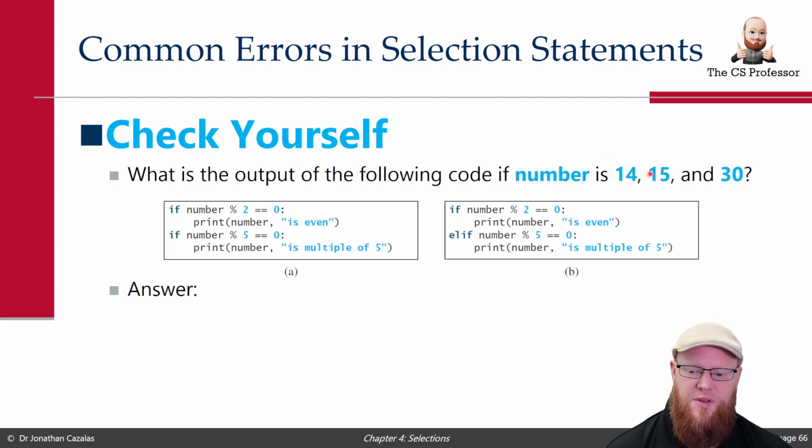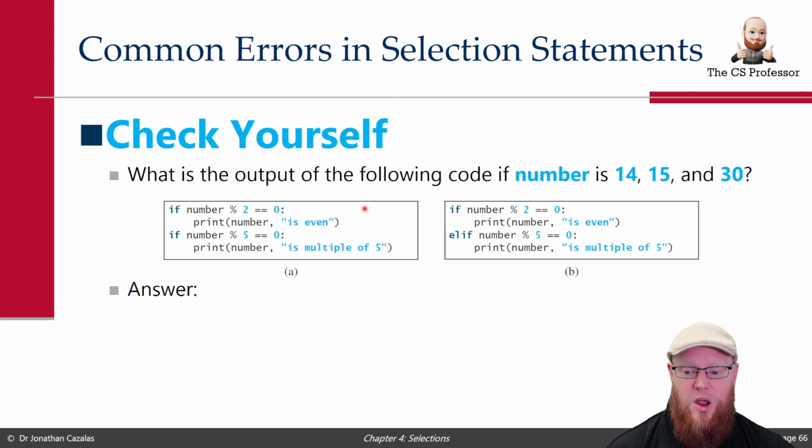But now let's check for 15. 15 mod 2 is not even, okay, but 15 is a multiple of 5. It's an independent if statement. That works. Here, this if is false for 15, so it's not going to print it's even. And we will come to this elif, which 15 mod 5, it is divisible by 5, so it'll print it's a multiple of 5. That works. What's the problem? The problem's on 30. It's not going to give us the expected output.